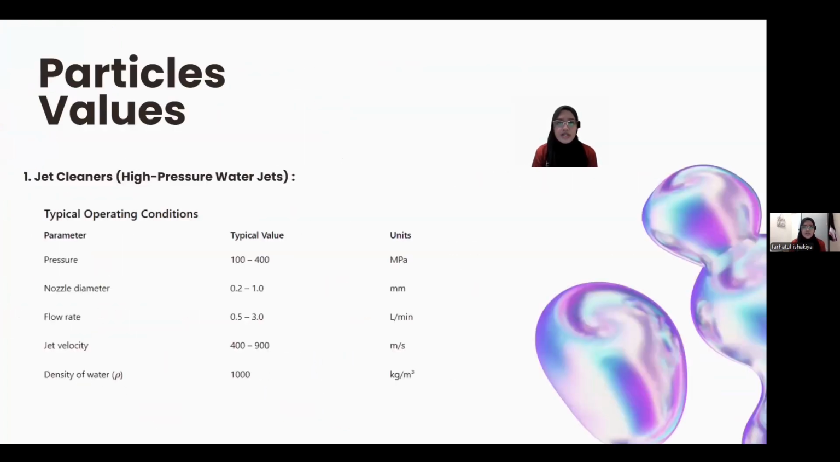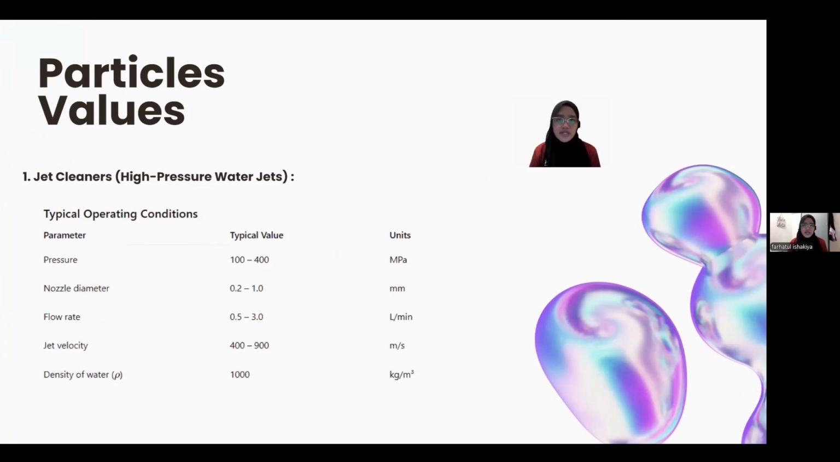So let's see practical values. First, we have jet cleaners, high pressure water jets. As we can see in the table on the slide, we have parameter, typical value, and units. The parameter is pressure. Typical value is 100 to 400 in units MPa.